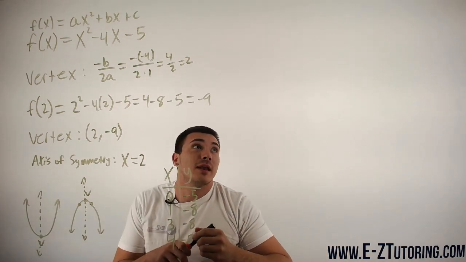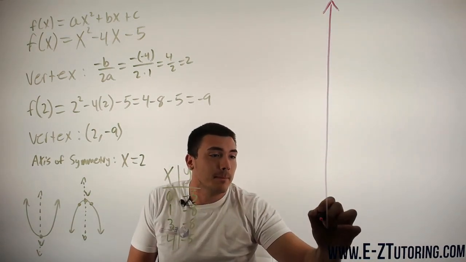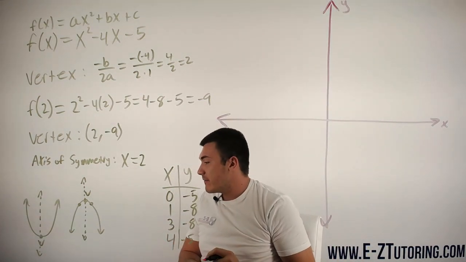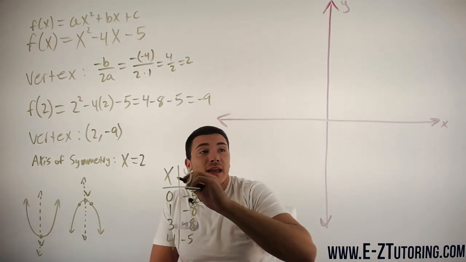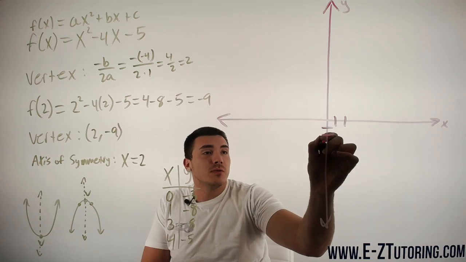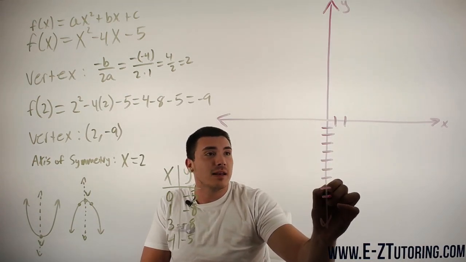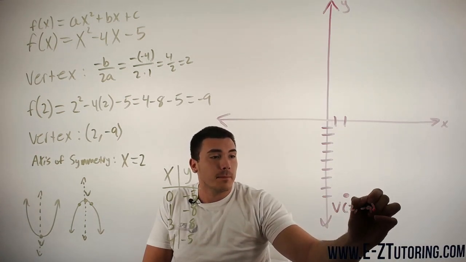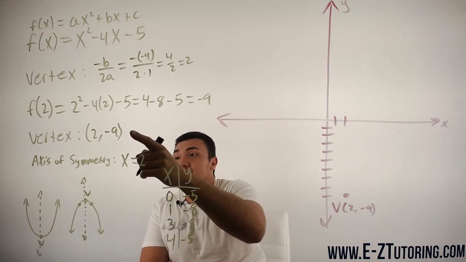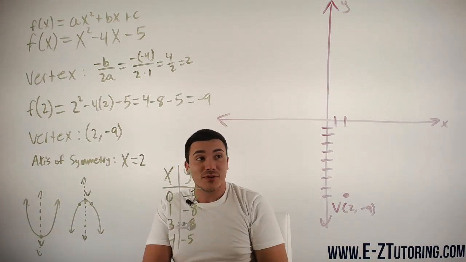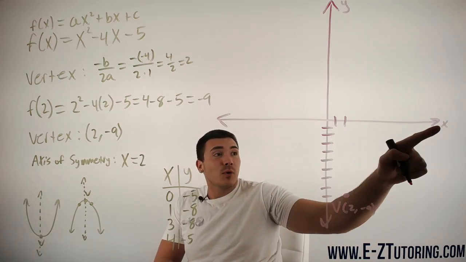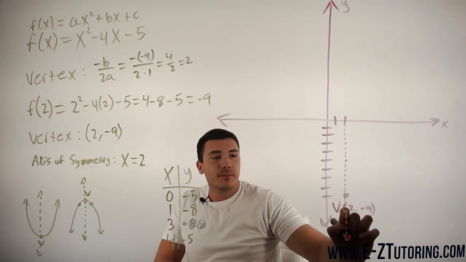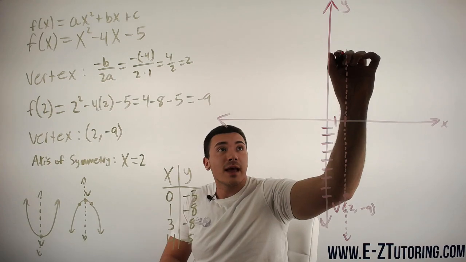So now, if we go on an actual graph, we will first start off by graphing the vertex. The vertex is at 2, negative 9. So 1, 2, 1, 2, 3, 4, 5, 6, 7, 8, 9. Right over there is our vertex. And then after we graph our vertex, we can label our axis of symmetry, x equals 2. That means we look at where the x value is 2 and simply make a dashed line crossing through that value. And this right here is our axis.